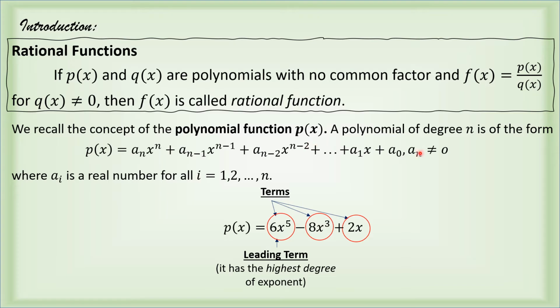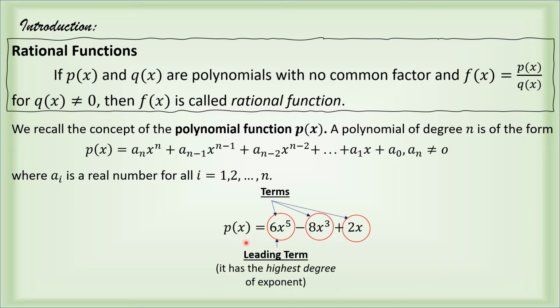Okay, so we recall the concept of polynomial function. P of x, a polynomial of degree n, is of the form p of x equals a sub n x exponent n plus a sub n minus 1 x exponent n minus 1 until a sub 0. So your a sub 0 there is a constant, where a sub n must not be equal to 0. And where your a sub i is a real number for all i equals 1, 2, 3 until the n terms. Okay, so we have here terms, that is the components of your rational functions.